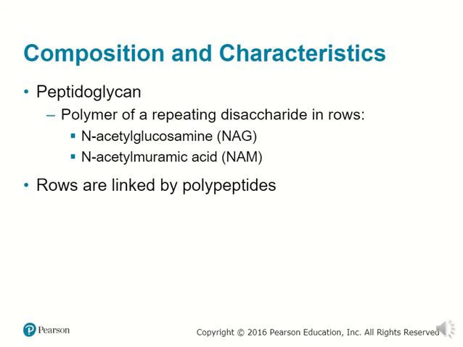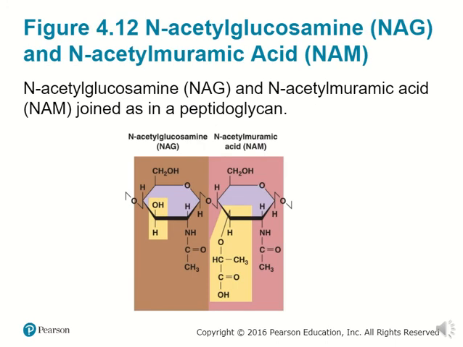Now, as far as composition characteristics, peptidoglycan is a polymer. It's a sheath mixture of repeating disaccharides in rows. Those two are N-acetylglucosamine, NAG, and N-acetylmuramic acid, NAM. They show up as rows linked by polypeptides, by proteins. This is how NAG and NAM look when joined in a peptidoglycan series.